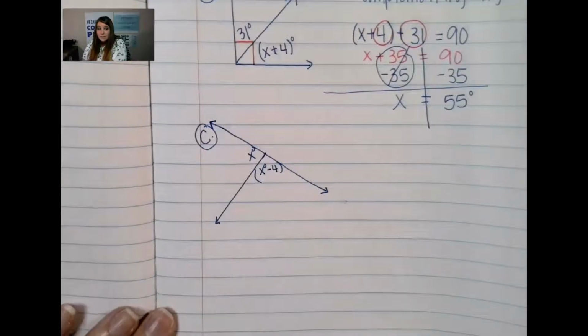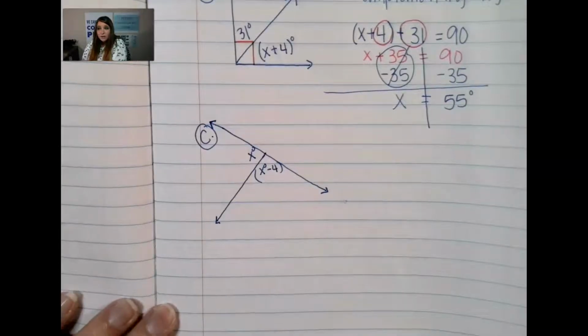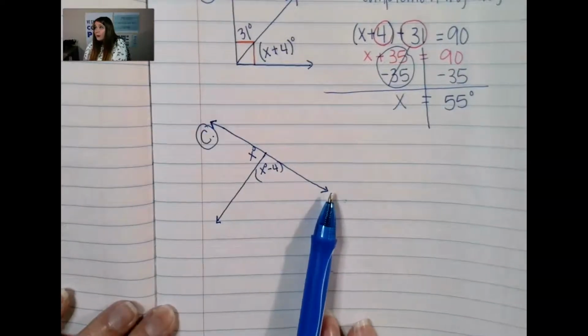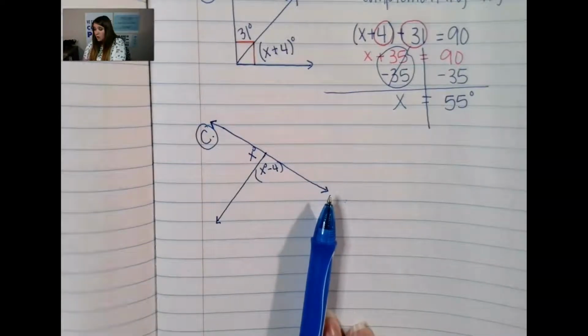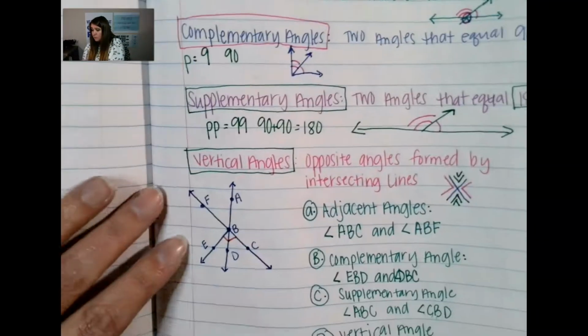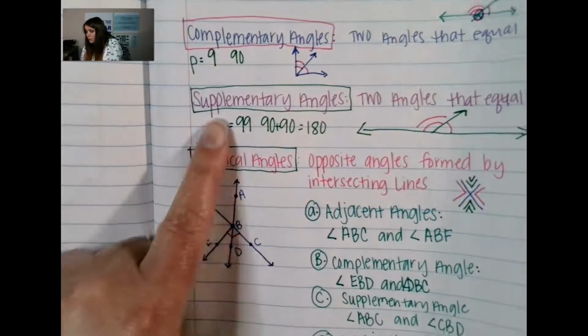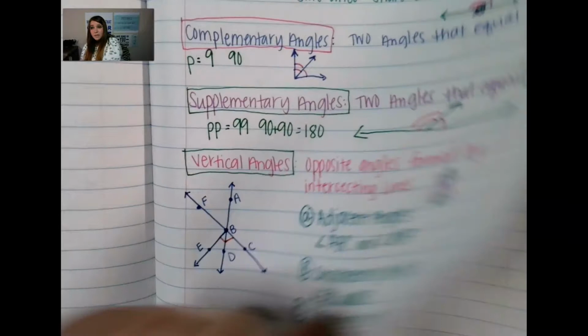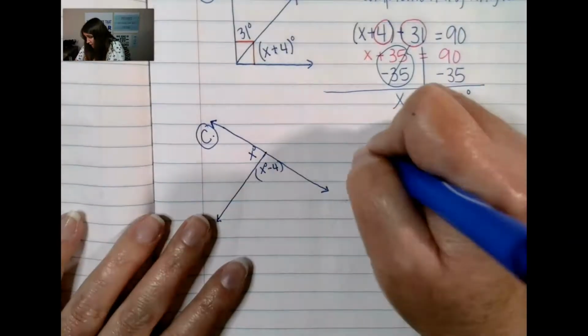So as we're looking at this, we have to first decide, what do I have? So I have a straight line. What do I know about straight lines? Okay, well, if I look back in my notes from yesterday, I know that straight lines are 180 degrees. So this must be a supplementary angle.